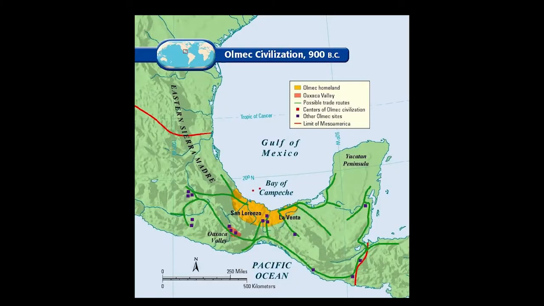The foundational, the mother culture, the ancestor of all of Mesoamerican civilization is called the Olmec. The Olmec are the people from the land of rubber, and they come from the Gulf of Mexico. When you see the Gulf of Mexico, there's a place there called Tabasco. I don't know if you've ever had Tabasco sauce. It's very hot, very spicy. So that's kind of the area, Veracruz, Tabasco, where the Olmec are from.